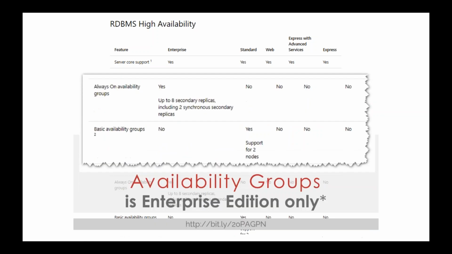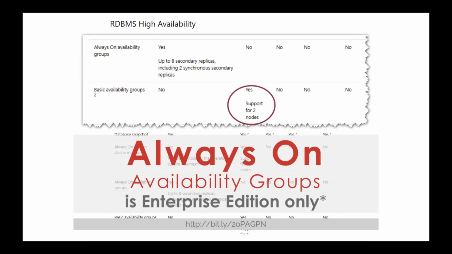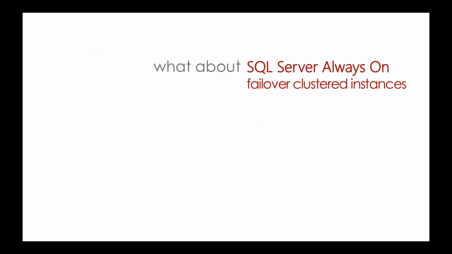The good thing about SQL Server 2016 is now it provided customers the option to deploy availability groups using Standard Edition. But of course, you're only limited to 2 nodes. This is good enough because now we have a direct migration path. I don't want to say direct, but an equivalent migration path from database mirroring in Standard Edition to SQL Server 2016 Standard Edition. Now, what about failover clustered instances?